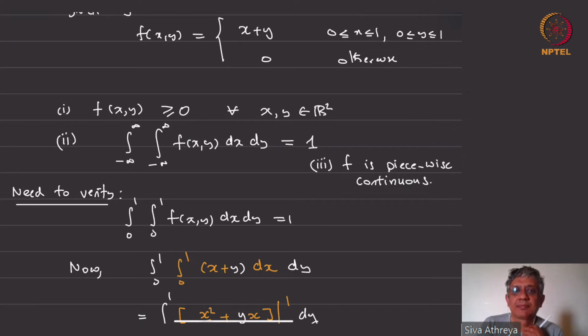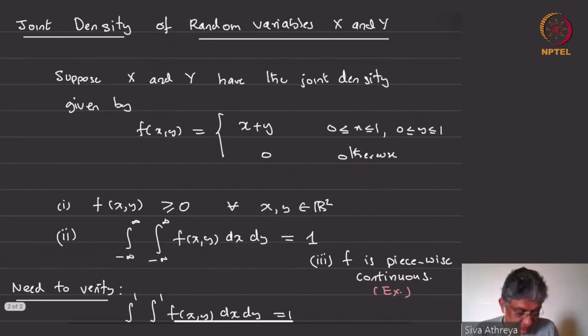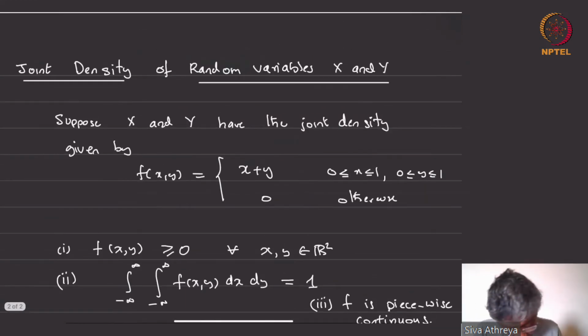Very good. So this I'll leave as an exercise to try. So we'll put a little pink here. So now we verified that this is the joint density of random variables x and y. So what does that mean?